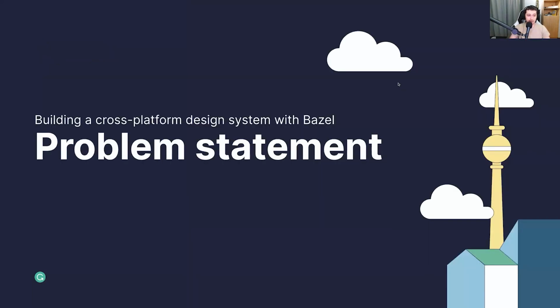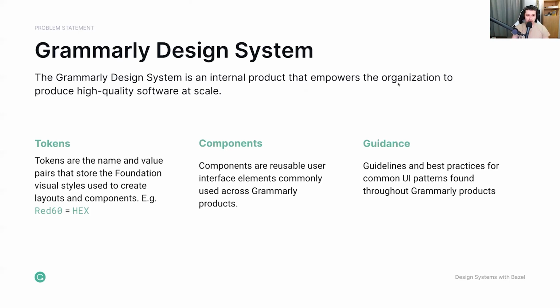So, problem statement. Let's start with what the Grammarly design system is. The Grammarly design system is an internal product that empowers the organization to produce high quality software at scale. And it consists of three pieces. First is tokens. Tokens are name and value pairs that store the foundation visual styles used to create layouts and components, like red 60 equals some hex color, and so on, like radiuses. Components. Components are usable user interface elements commonly used across Grammarly products. And guidance, like the best practices, common UI patterns, and so on.